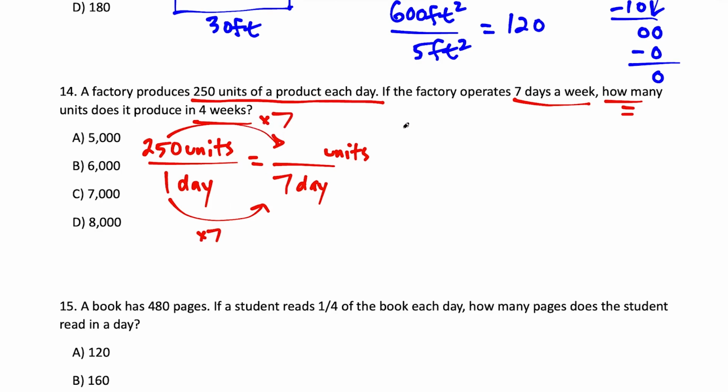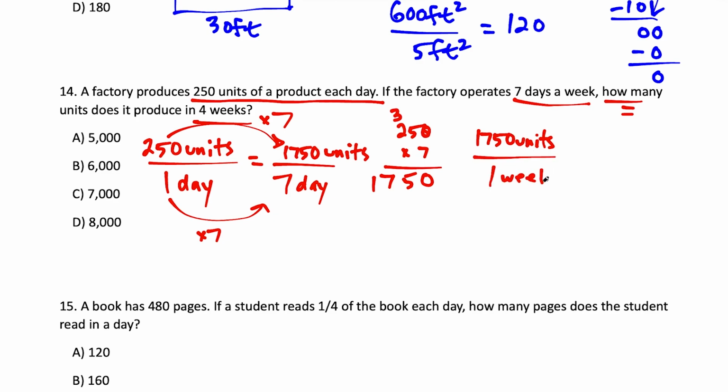So I just have to do 250 times 7 off to the side. So 250 times 7, we have 7 times 0 is 0. 7 times 5 is 35, and we carry the 3. And then 7 times 2 is 14, plus 3 is 17. So we have 1,750 units going up top like this. So that tells us that the factory makes 1,750 units every week because 7 days is equal to 1 week.